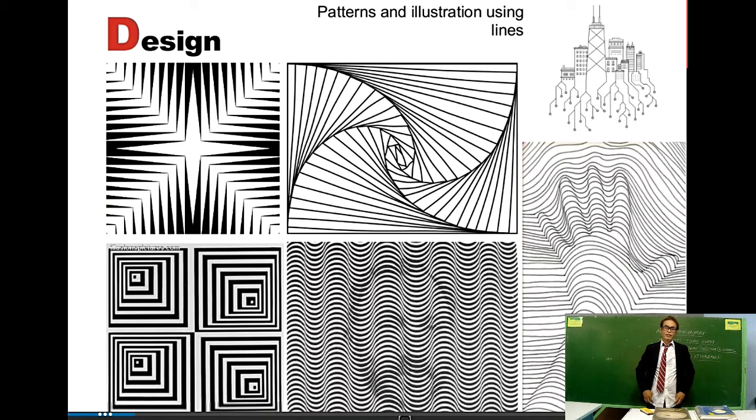Let's continue. Here are some example patterns and illustrations using lines. There are hatching lines, there are curvy lines, and there are straight lines. So you can create new forms and shapes by combining different kinds of lines. In architecture, lines are very useful to create a new idea of form or shape.